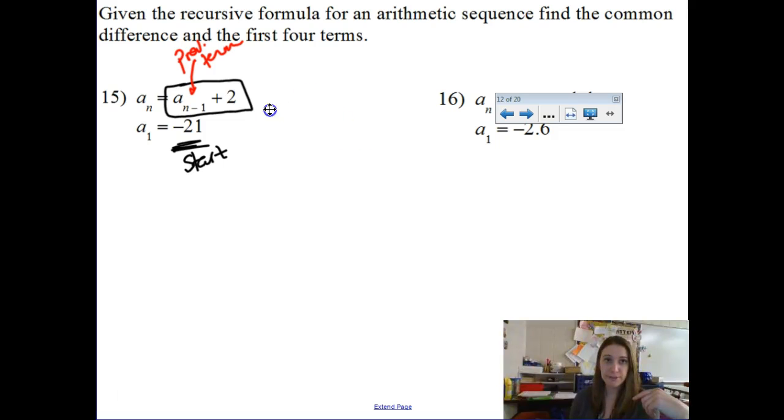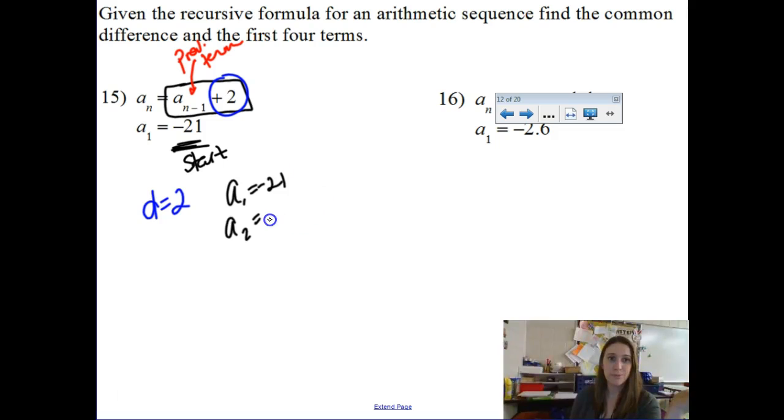Well, the common difference is what you're changing every hop. So we're adding 2 each time. And for the first 4 terms, I know a sub 1 is negative 21. So the next term would be taking the previous term and then adding 2, so negative 19. Then the third term would be negative 17, and the fourth term would be negative 15. Again, I like that notation for the first 4 terms, but if you want to list them, that's okay.